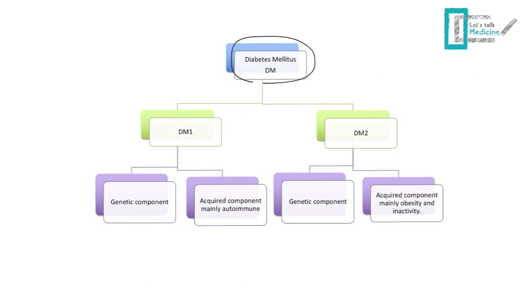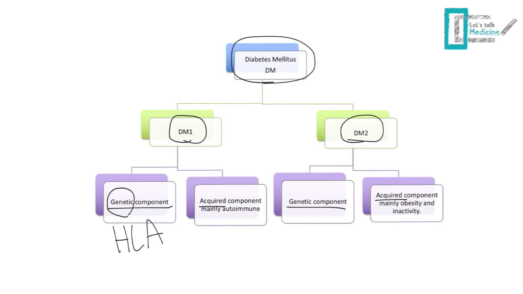So the 2 main types of diabetes that we are going to concentrate on are diabetes type 1 and diabetes type 2. In each of them we can find a genetic component and an acquired component. For the genetic component, or genetic predisposition, type 1 has a stronger HLA association than type 2. For the acquired component, type 1 is mainly about an autoimmune process, while type 2 has multiple causes, mainly obesity and inactivity, that are the cause behind the pathophysiology of type 2.